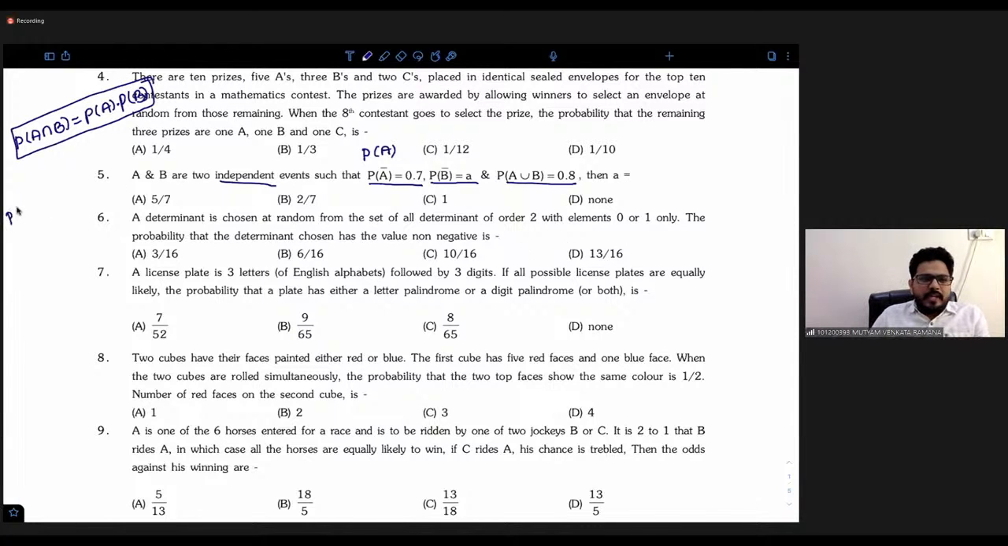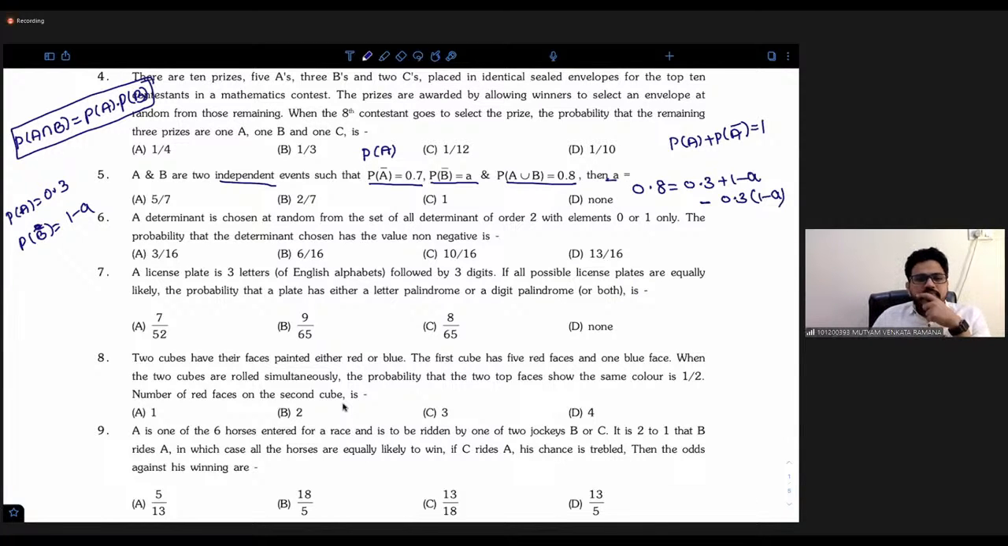So here probability of A is equal to 0.3. Probability of B bar is equal to 1 minus probability of B. Why? Probability of A plus probability of A bar is always equal to 1. So from here you can write probability of A union B, 0.8, is equal to 0.3 plus (1 minus B) minus 0.3 into (1 minus B). From there you'll get the B value.